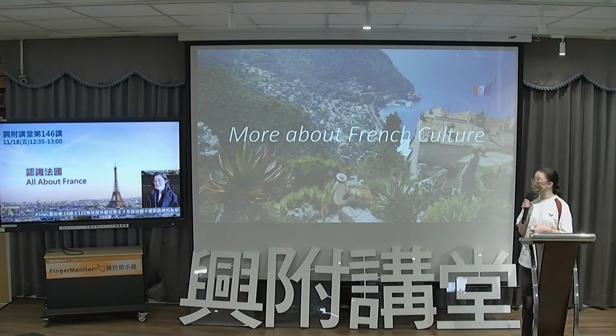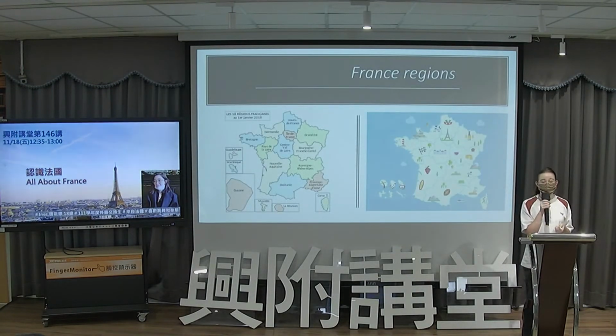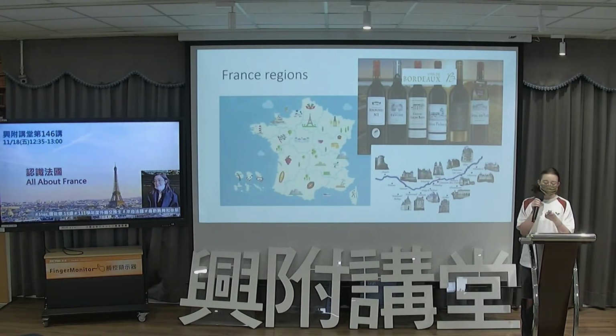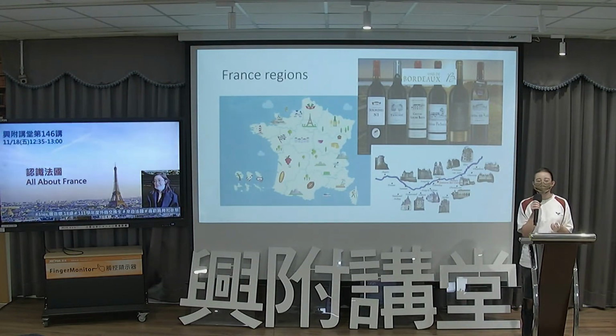So now I will talk a little bit about French culture. France has 18 regions. There is the mainland, but also the departments outside of the mainland, like Guyana or New Caledonia. Each region is known for something. For example, we could see here, this region is known for French wine, known internationally. Most of the wine created in France is created here.